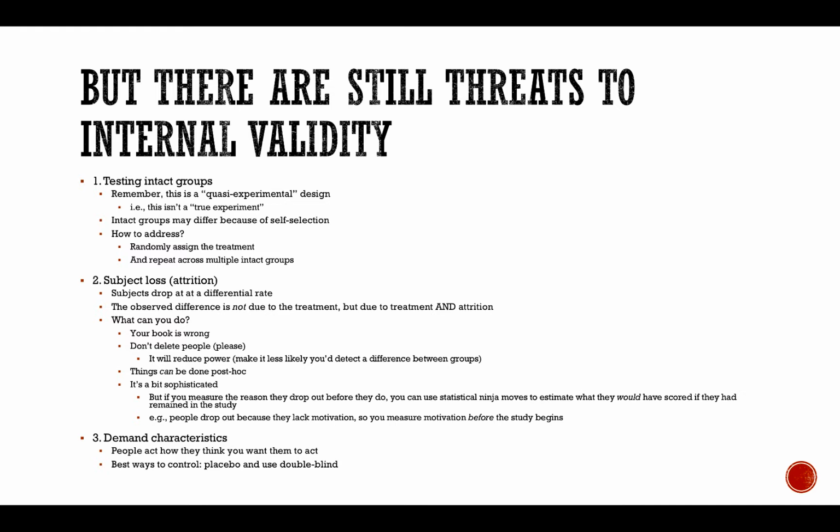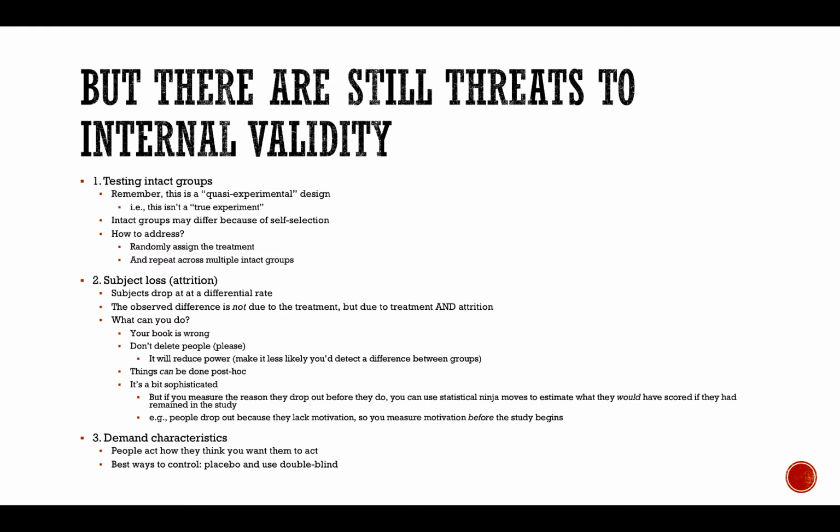But here's the idea. With multiple imputation, we estimate what they would have scored had they remained in the study. For example, let's say that people drop out because they lack motivation. So you measure motivation before the study even begins. That way, when they drop out, you have measured the reason that they dropped out. If you watch the missing data video lecture, you will get exactly why you can do that. And it works great, assuming that you have adequately controlled, quote unquote, for the cause of missingness.